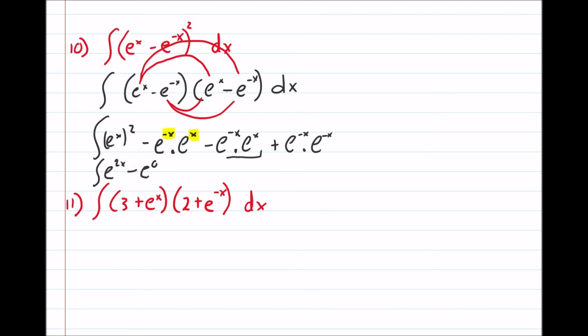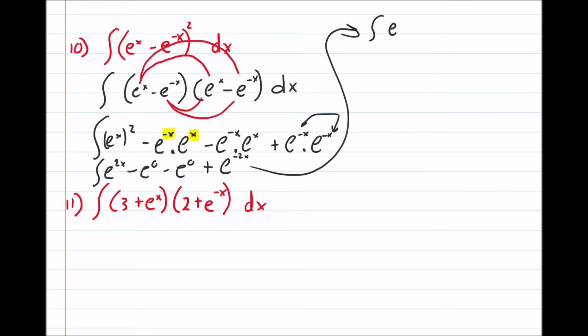And then up here, well, we have the same. We have minus e to the power of 0. And then plus e to the power of minus x multiplied by e to the power of minus x. We add the powers. Okay, so add this and this. So we get e to the power of minus 2x. Right, so I'll just rewrite that up here to give myself a bit of space. So we go integral of e to 2x minus e to the power of 0 minus e to the power of 0 plus e to the power of minus 2x.